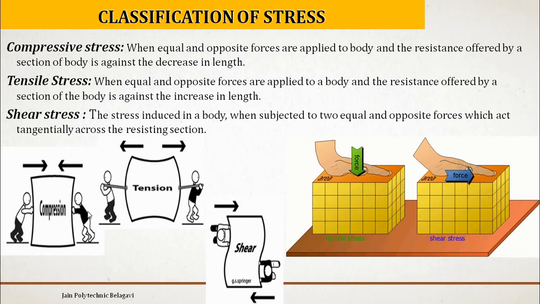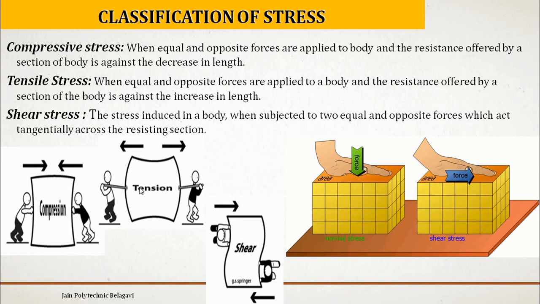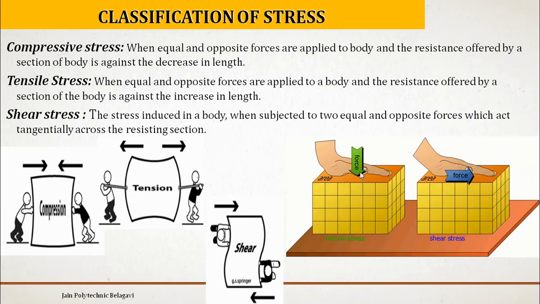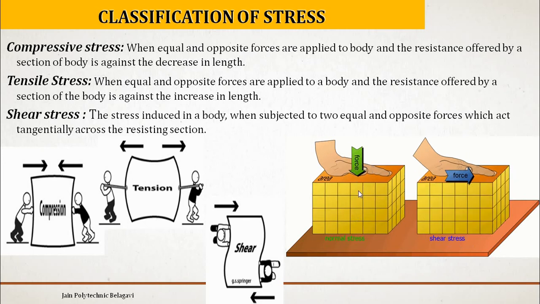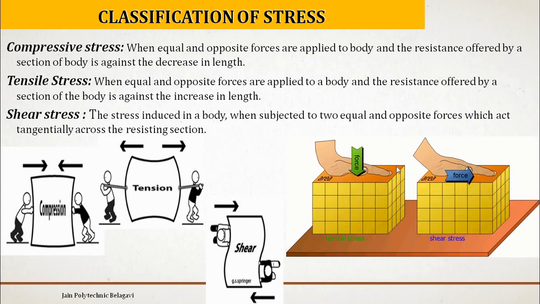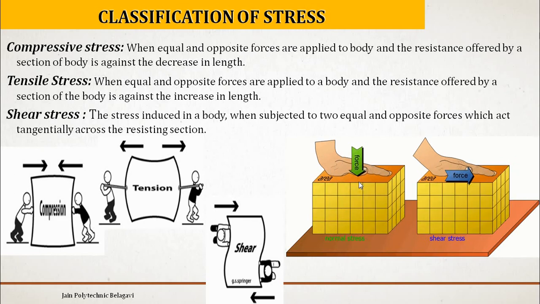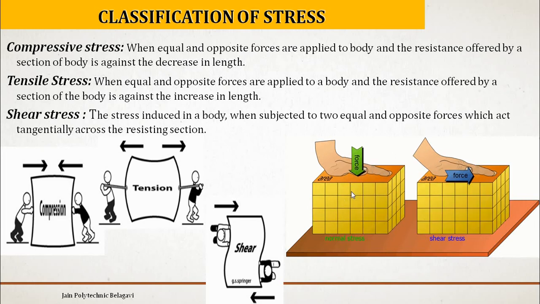Compressive load is acting normally on this box. Tensile force is also acting normal to the box. Normal means perpendicular to the box. This image is showing the compression of the box. So this force, which is normal to the surface, is developing compressive stress. Load divided by this area is said to be compressive stress, or it is going to develop the compressive stress.